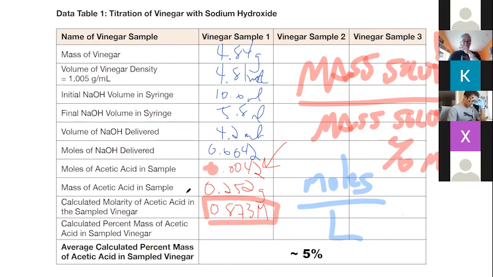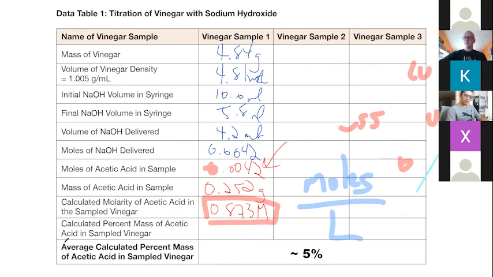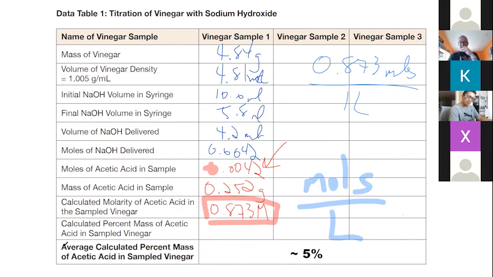How? Because I'm going to convert moles to mass, and I'm going to convert liters to mass. Well, how are you going to do that, you might ask? Well, I know what the concentration of my solution is. It is 0.873. Well, what does that mean? It means it has 0.873 moles in 1 liter of solution, right? That's the very definition of molar.